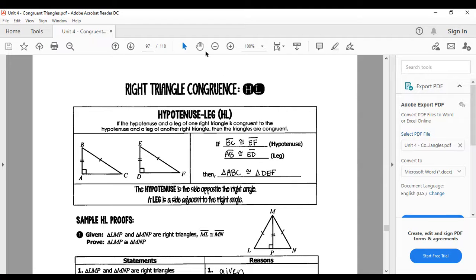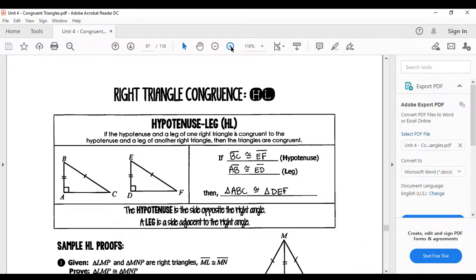I am going to have you copy down these quick notes on right triangle congruence, which we call HL, hypotenuse leg. This is the very last type of proof that you are going to see with triangle congruence. My document camera isn't working, so I'm just going to show you the notes this way, have you write them down, and explain a little bit.